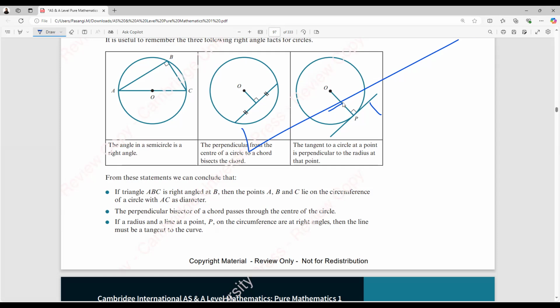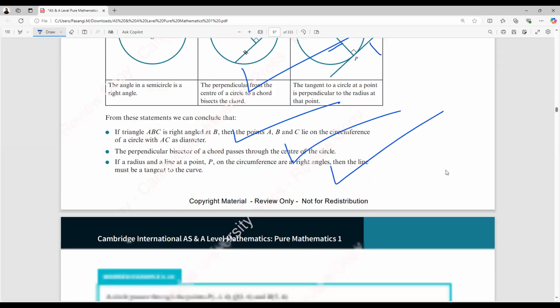Then here we have: if a radius and a line at a point P on the circumference are at right angles, then the line must be a tangent to the curve as well. If we draw a line from the center to this line, maybe first we don't know whether it's a tangent or not, but if these two intersect perpendicularly, then we can say this is the tangent. That's what we have for all these three.